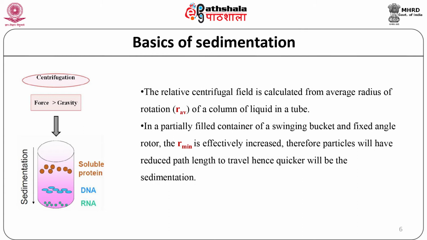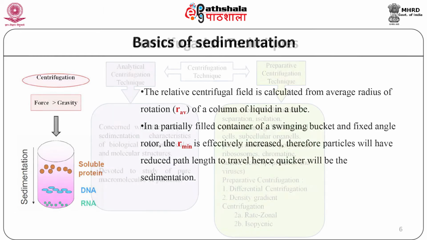The relative centrifugal field is calculated from the average radius of rotation of a column of liquid in a tube, that is, the distance from the center of rotation to the middle of the liquid column in the centrifugation tube. In a partially filled container of a swinging bucket and fixed angle rotor, the R minimum is effectively increased and therefore the particle will have a reduced path length to travel. Hence, the sedimentation will be quicker.